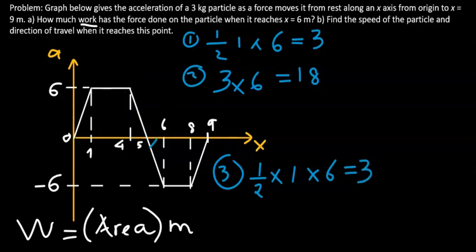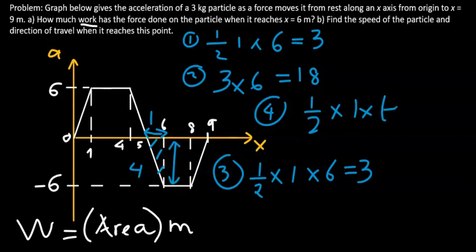And the final area is the triangle below the x-axis. Remember, we are computing the work done from x equals 0 as the particle gets to x equals 6. So this is the final area. Let's call that area 4. It's a right angle triangle, so it's half times, again, this width is 6 minus 5, which is 1, and the height is minus 6. So the area will turn out to be minus 3. There is a negative area because it's below the x-axis.